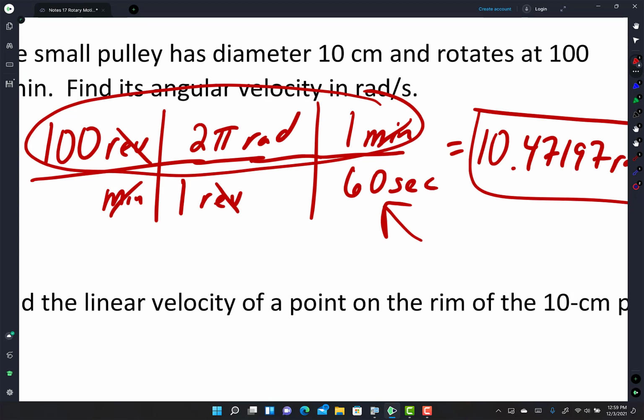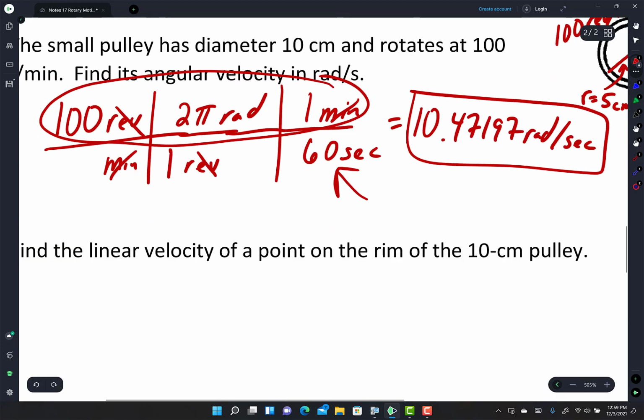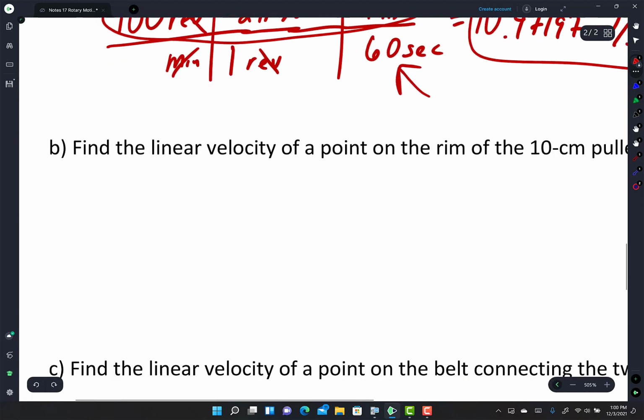And then 5? Oh, because if I put 2 pi then 5, then that would be a linear distance. Because 2 pi times 5 is how much distance you cover when you do one revolution. I don't want linear. I want angular. I want radians. You know what I mean? Yeah, I know. All right, letter B.